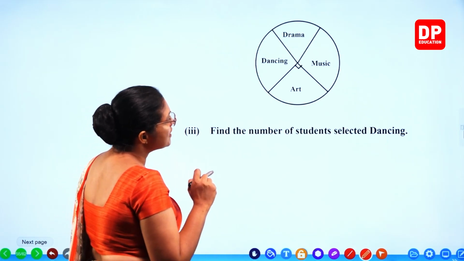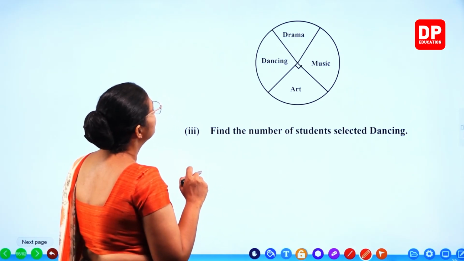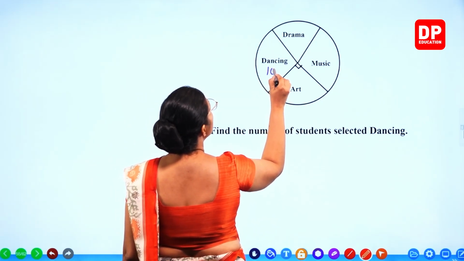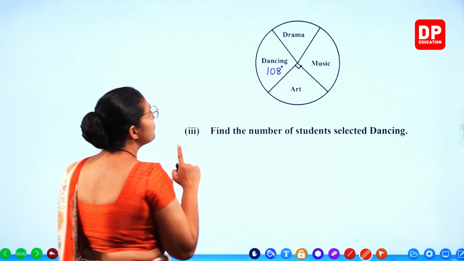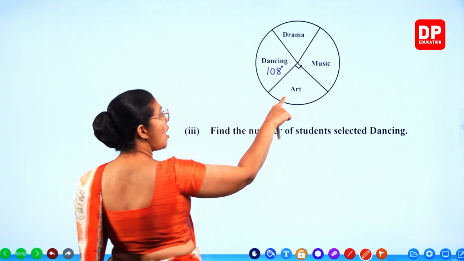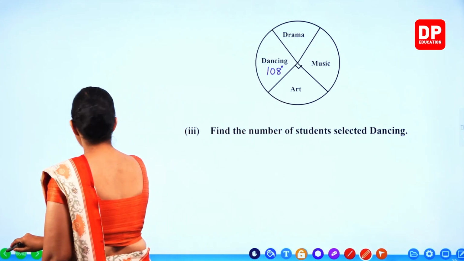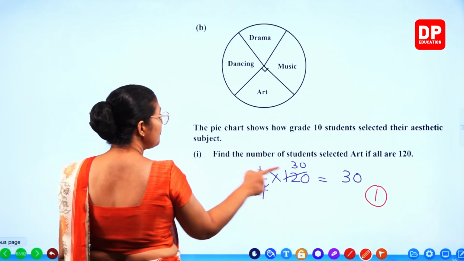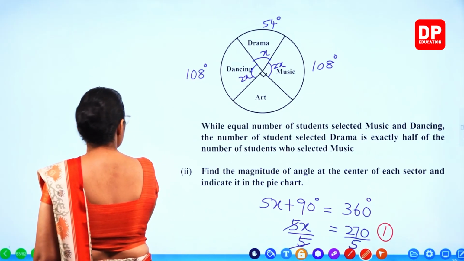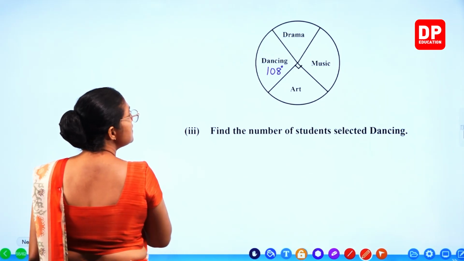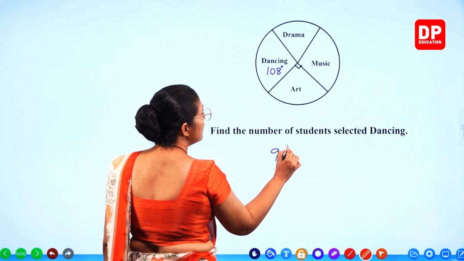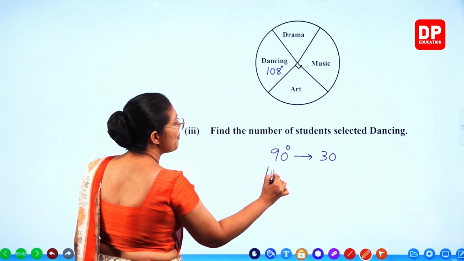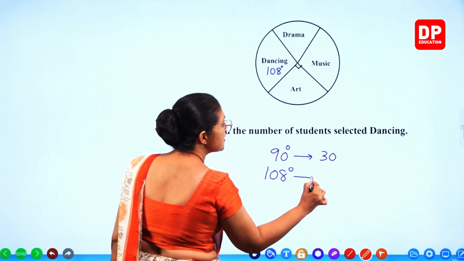Find the number of students selected dancing. So that's, we found 108 degrees. We found how many students in the art section? We found 30. 30 for the art section. So 90 degrees means 30. So we need to find out what about 108 degrees.